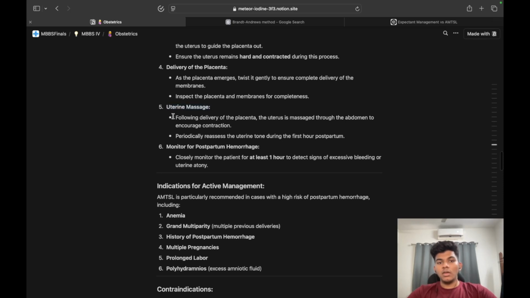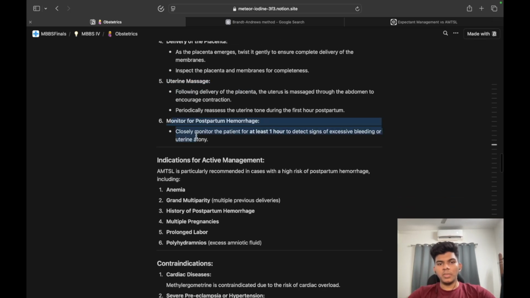Uterine massage. Following the delivery of placenta, the uterus is massaged through the abdomen to encourage contraction. So proper massage is also important to encourage contraction. Periodically reassess the uterine tone during the first hour postpartum. So that is after the massage.